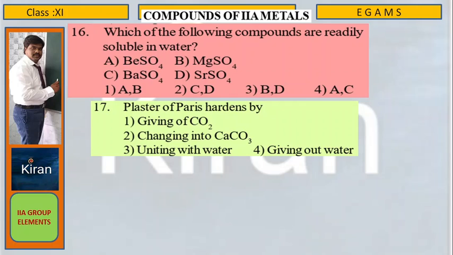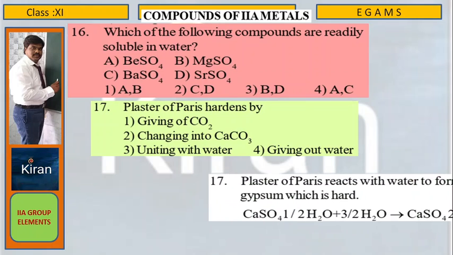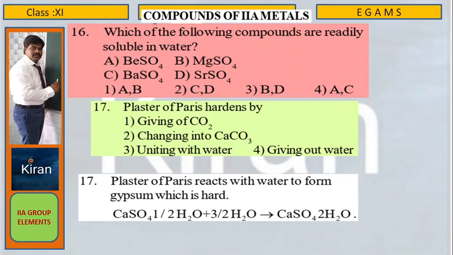Plaster of Paris hardens by giving out CO2, changing into CaCO3, uniting with water, or giving out water. For what purpose does plaster of Paris become hard? The right option is the third one, uniting with water. Plaster of Paris reacts with water to form gypsum, which is hard. Gypsum formula is CaSO4 2H2O. Plaster of Paris formula is CaSO4 half H2O.